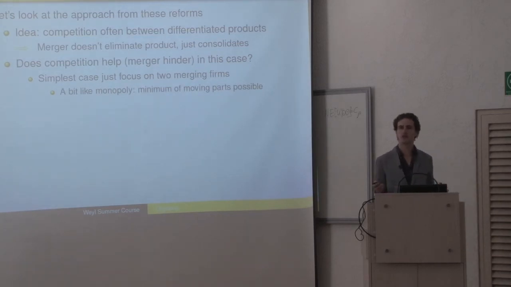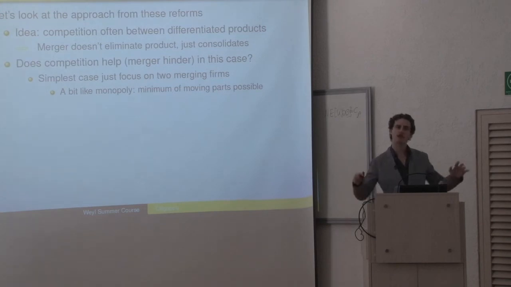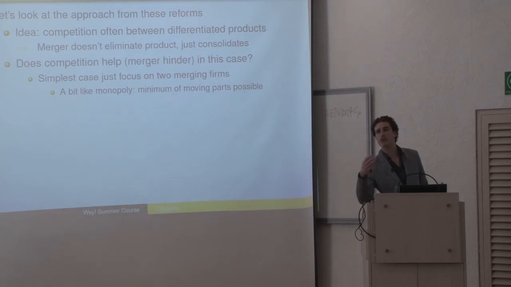let's think about the case where there's just two firms. And let's just ignore what's going on with the other firms. Not that there aren't other firms in the world, but remember in a monopoly model, we thought just about one firm. Here we're going to think just about two firms, because that's the cleanest way in which we can think about the merger between two firms, right?